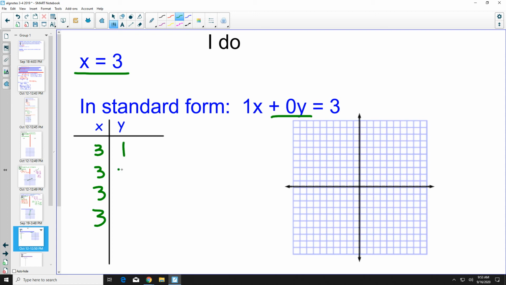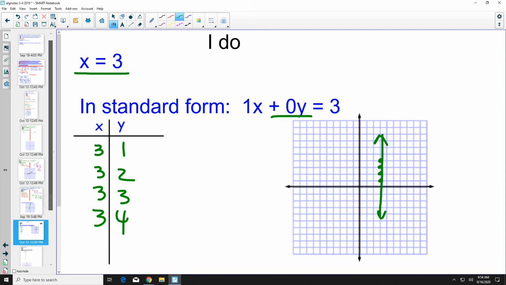Y can be any number. So what I do is I just put any numbers in for y. And then if I graph those points, (3, 1) would be right 3 up 1, (3, 2) would be right 3 up 2, (3, 3) would be right 3 up 3, (3, 4) would be right 3 up 4. This is going to be a vertical line where x always equals 3. So that's how you would graph that line.